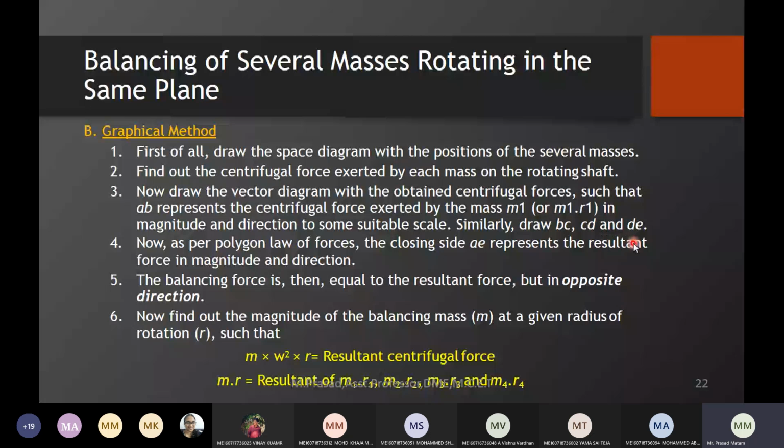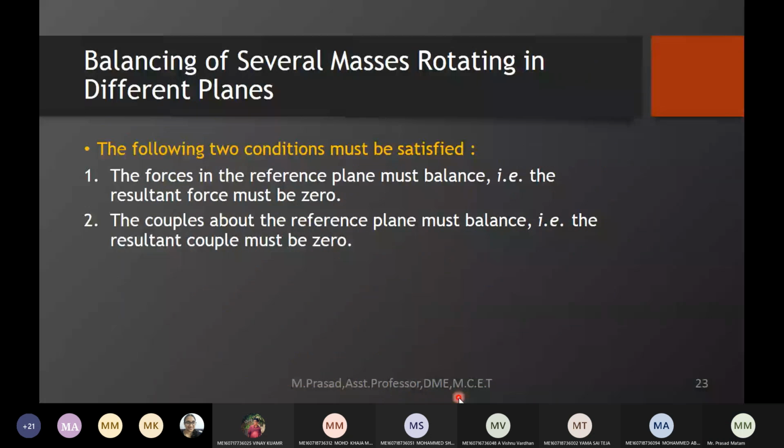Now, as per the polygon law of forces, the closing side AE represents the resultant force in magnitude and direction. The balancing force is then equal to the resultant force, but in the opposite direction. Now, let us find the magnitude of the balancing mass M at a given radius of rotation R, such that m r omega square is your resultant centrifugal force. From this, we can find out M into R, which is the resultant of M1 R1, M2 R2, M3 R3, and M4 R4. Now, let us solve this one.